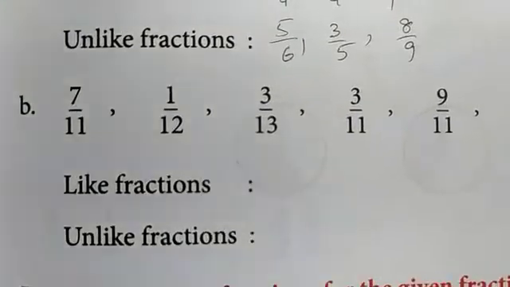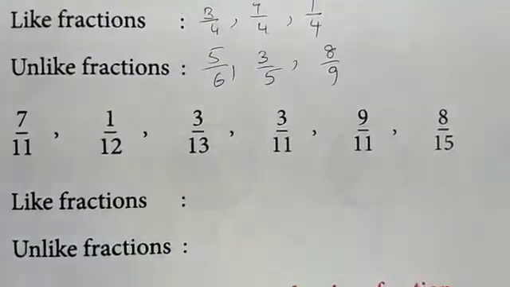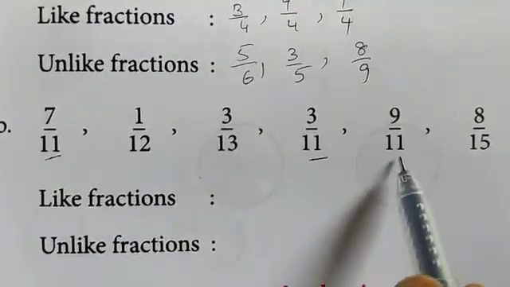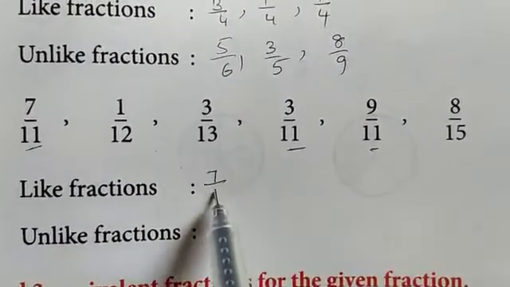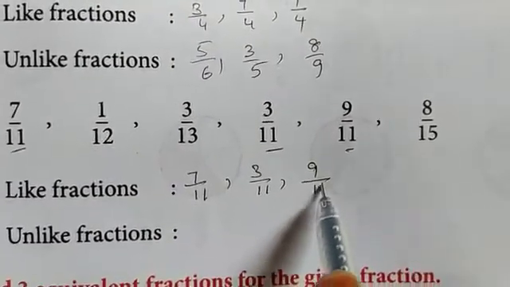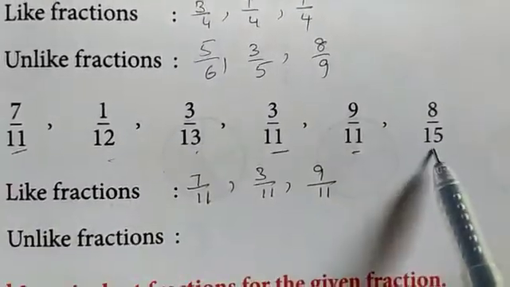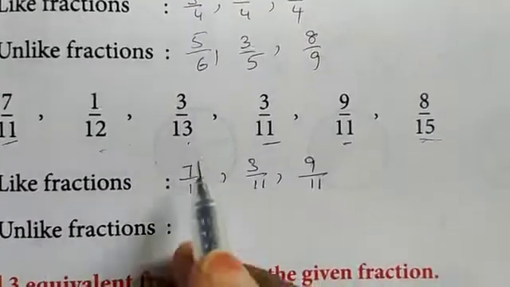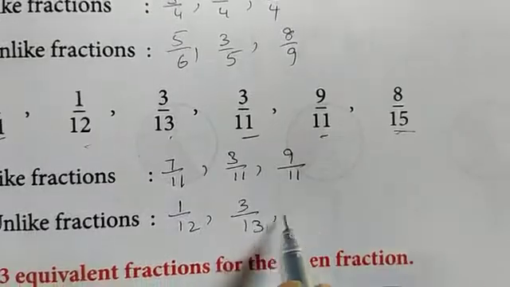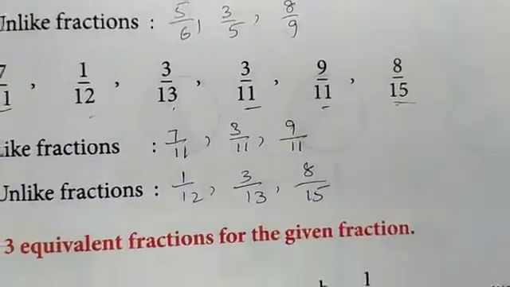And here observe beta, which fractions are having denominator 11? See, 11, 11, 11. So 7 by 11, 3 by 11, 9 by 11. And what are the remaining fractions which are not having same denominator? 1 by 12, 3 by 13, 8 by 15.